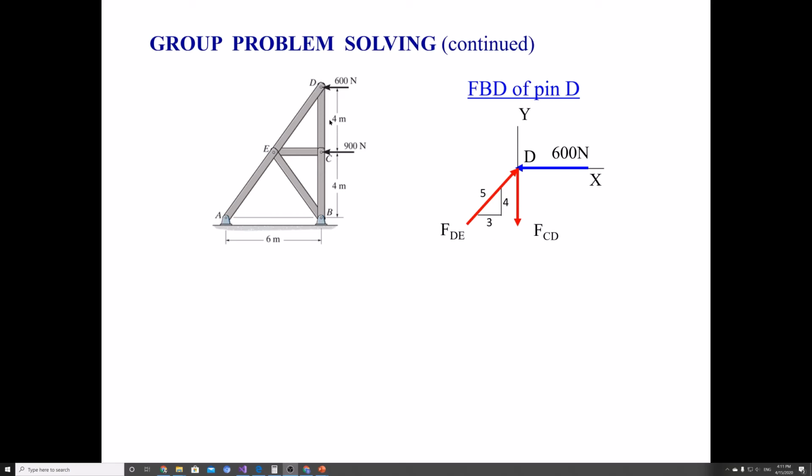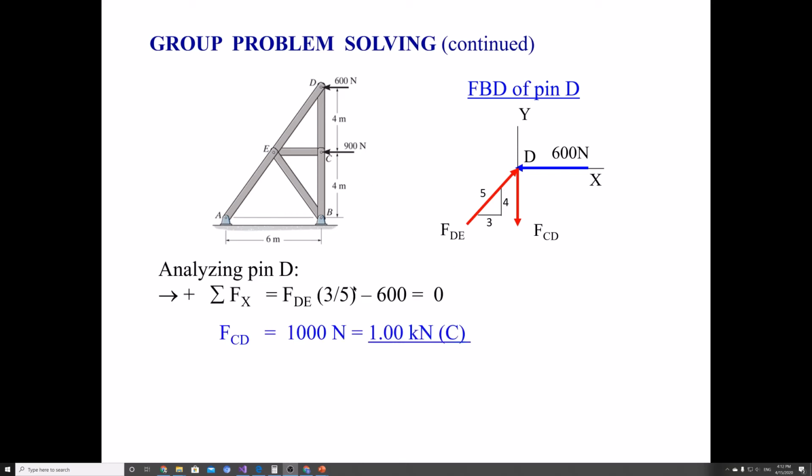Because there's only two unknowns, we can use the summation of the forces in the x direction and the summation of the forces in the y direction to solve for those. Just using this 3, 4, 5 triangle, the law of similar triangles, the summation of the force in the x direction is just FDE. So the x component of this one is going to be equal to this. So FCD, let's see.